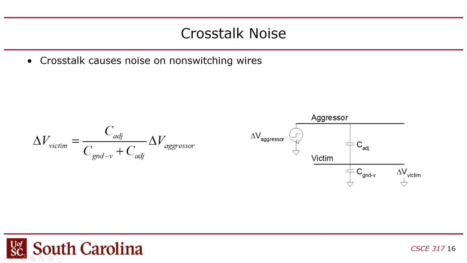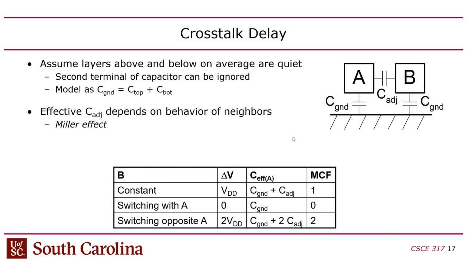The aggressor is going from ground to VDD, transitioning from 0 to 1, a rising edge. Now the problem with this is that there are a couple of issues. One is the amount of capacitance. Actually, it depends on what's going on on the two wires. It's a little bit more complicated than that. So there's this idea of the Miller effect, which says that the effective capacitance depends on what's going on on both wires.